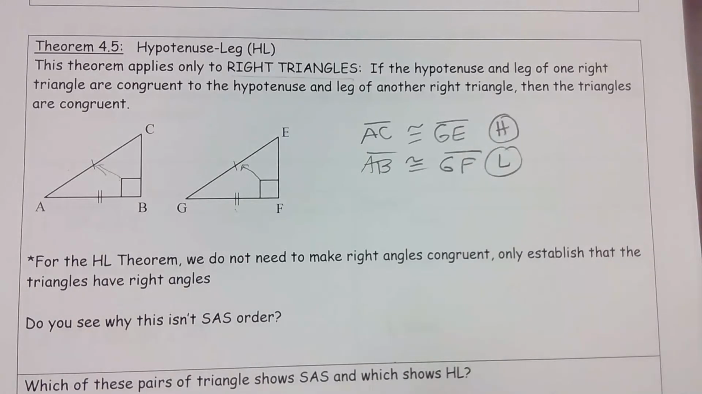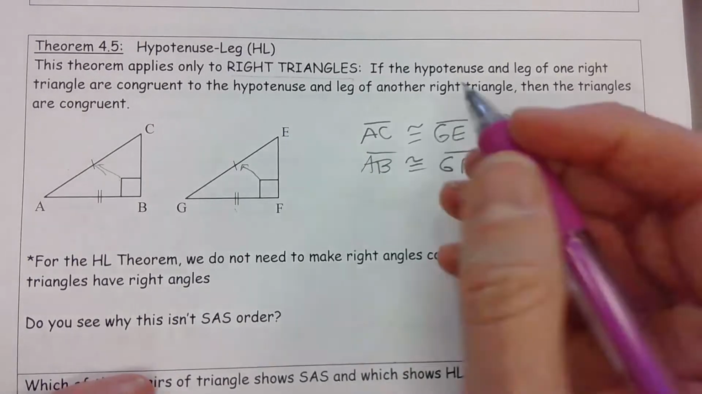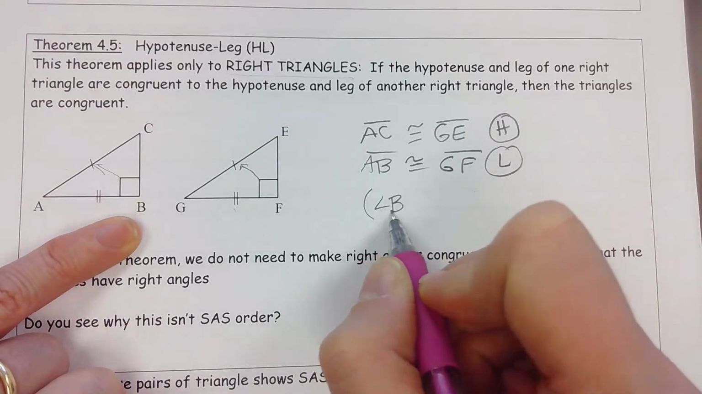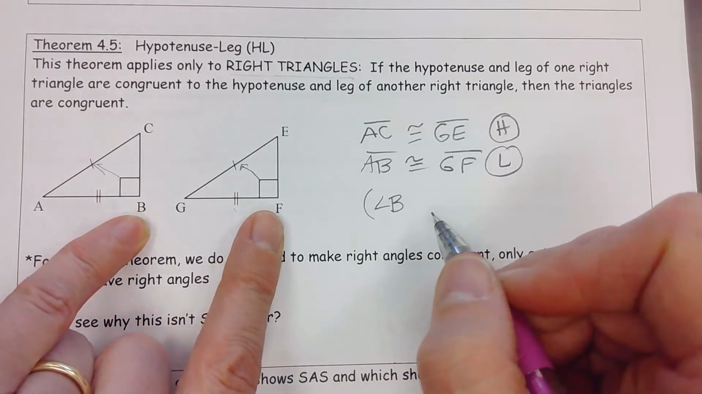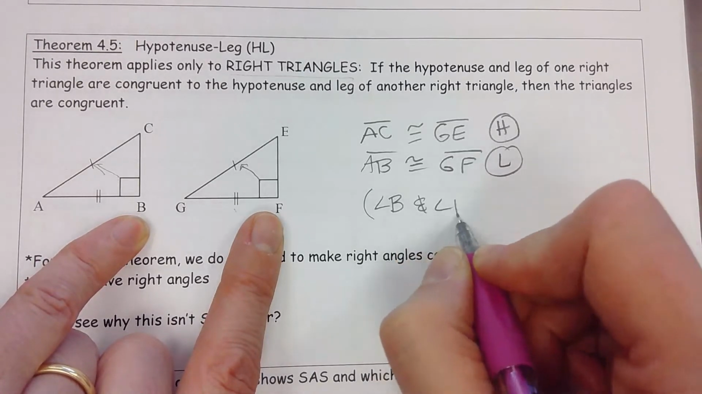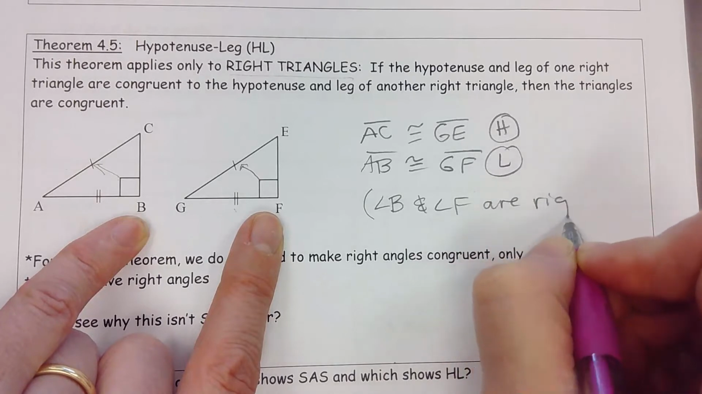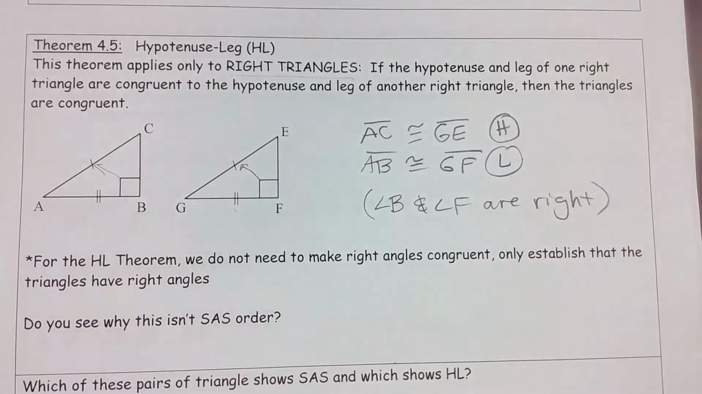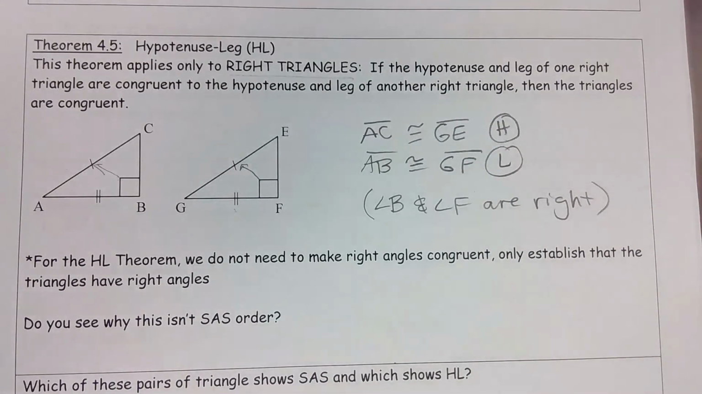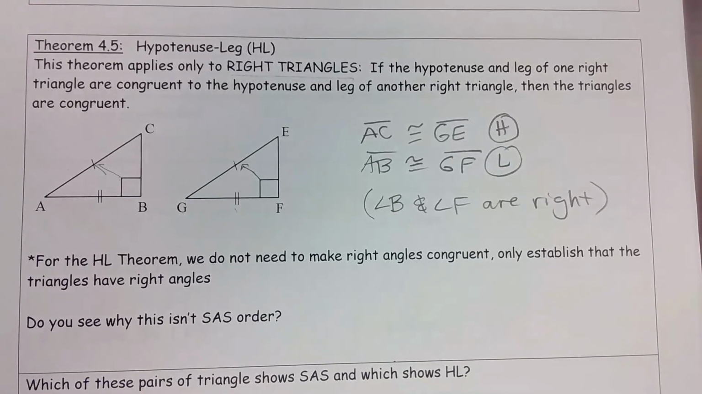And for some reason, and I sometimes just put it in anyway, you don't need to say that angle B and angle F are congruent to each other, but you do need to establish that angle B and angle F are right. Because you have to have a right angle in your triangle in order for it to be a right triangle, and you can't use HL unless you have a right triangle. Like say HRL or HLR, hypotenuse leg right.